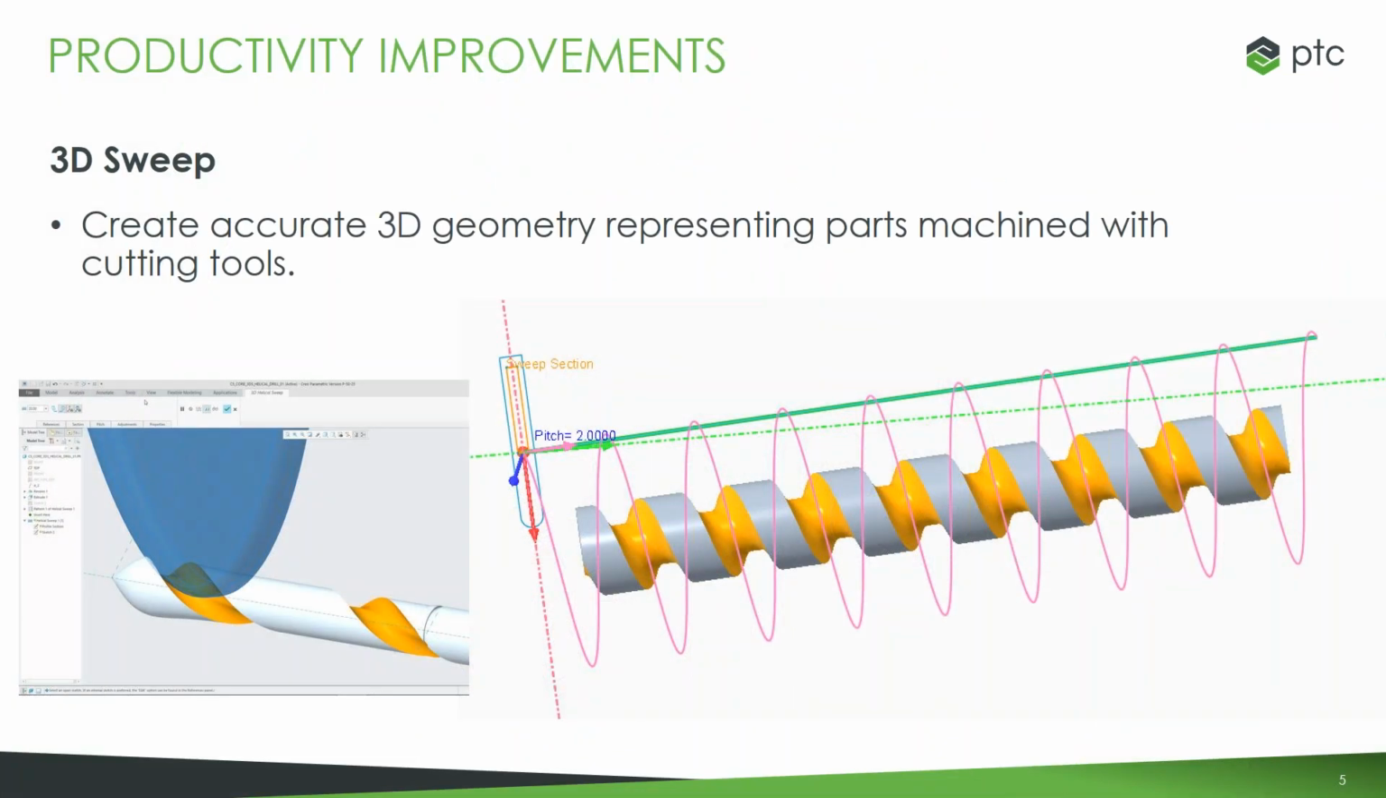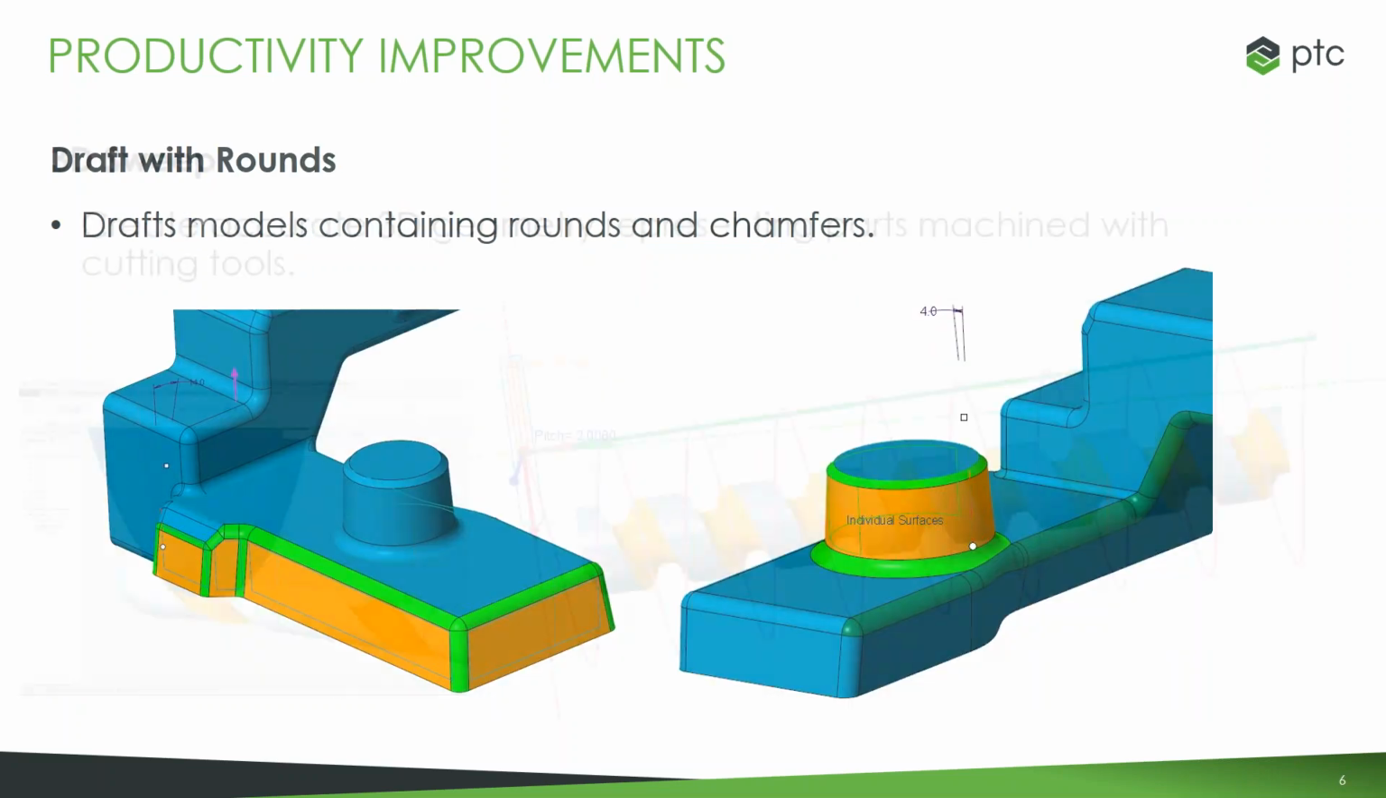So the first one here is the 3D helical sweep. You can now create 3D geometries representing parts machined with cutting tools. In the past, we only had a 2D cut, so you could see what path it was going along, but you couldn't see what it was actually going to look like or what the cutting tool would do. And so now we have that capability to actually show what the 3D cut would look like, as well as what the tool would look like and the path that it would follow along.